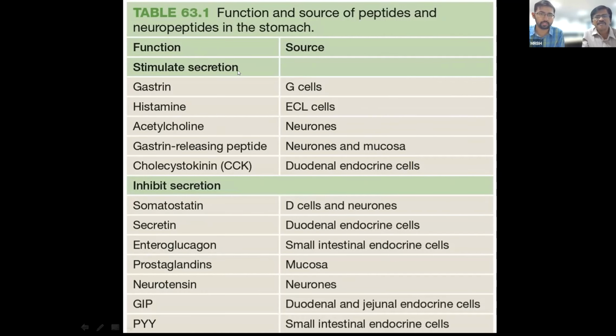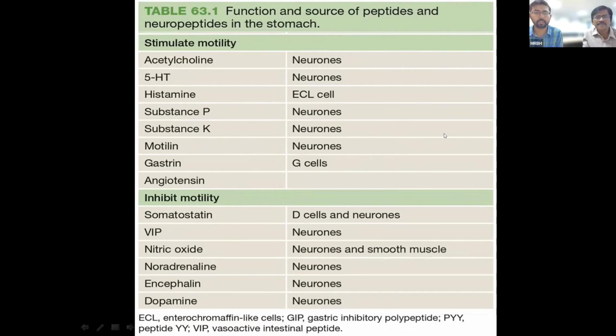The first function is the secretory function. So we see that there are different neuropeptides and peptides that stimulate and inhibit secretion. We'll talk about them in detail. We have gastrin, histamine, acetylcholine that stimulate secretion. And then we have somatostatin, neurotensin, GIP that inhibit secretion. Similarly, motility is also affected by a large number of neuropeptides and peptides. Those stimulating motility include acetylcholine, histamine, gastrin, motilin, and those inhibiting motility include somatostatin, VIP, nitric oxide.